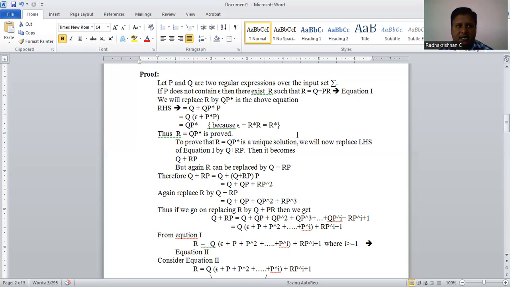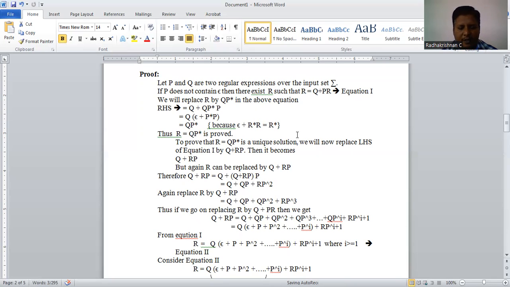Similarly, we will take the left hand side to prove that R equals QP star is a unique solution. We will prove from the left hand side. So what is the left hand side? R equals Q plus PR. Replace R by Q plus PR. Automatically Q plus PR changes, multiplied by P, and the value becomes Q plus QP plus R into P squared.